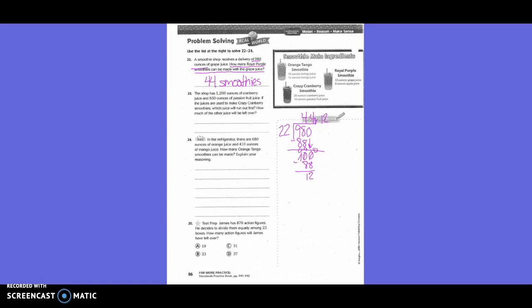The shop has 1,260 ounces of cranberry juice and 650 ounces of passion fruit juice. If the juices are used to make crazy cranberry smoothies, which juice will run out first? How much of the other juice will be left over? Alright, so to make this a little easier, what we've learned is if you have zeros in the divisor and the dividend, you can mark off the zeros, right? And then that just made the problem a lot easier.